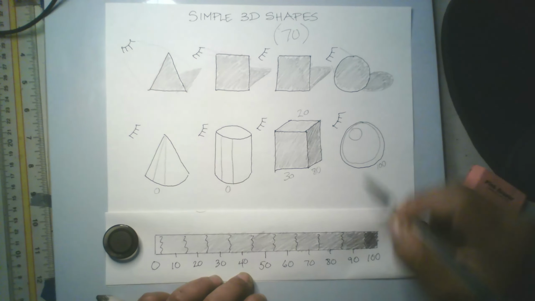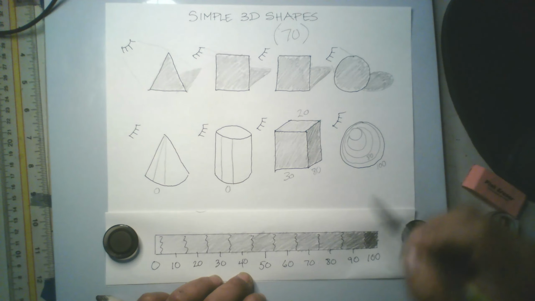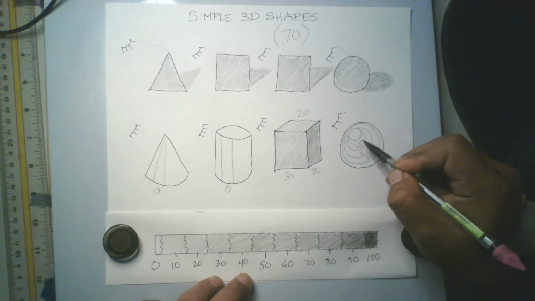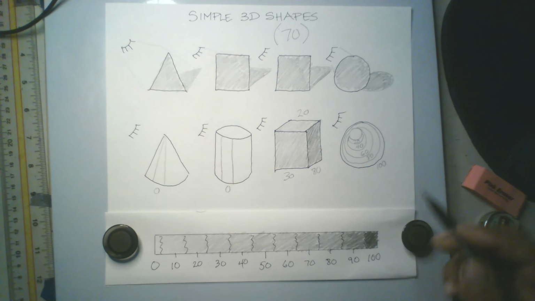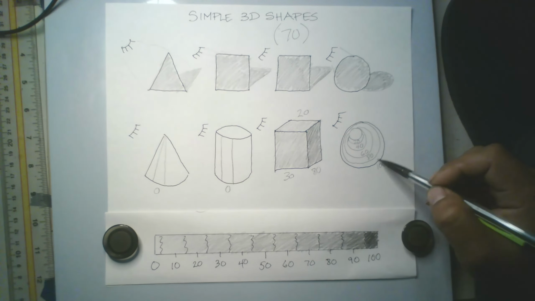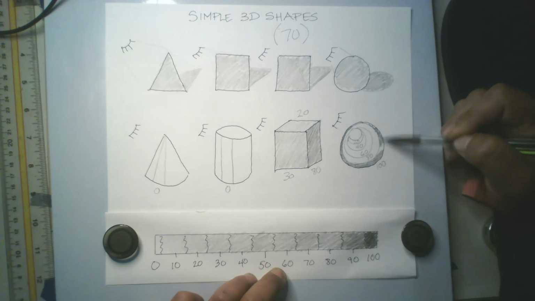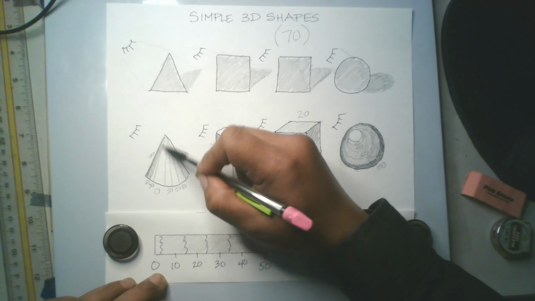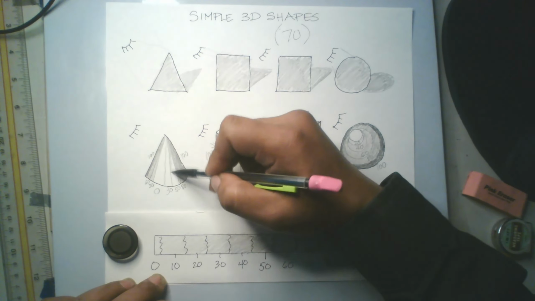Here is my first hash mark on my sphere, and I'm going to gradually make them closer and closer to the center. Something to note as well is the more hash marks that you do, the more realistic the shadowing and the shading is going to be.